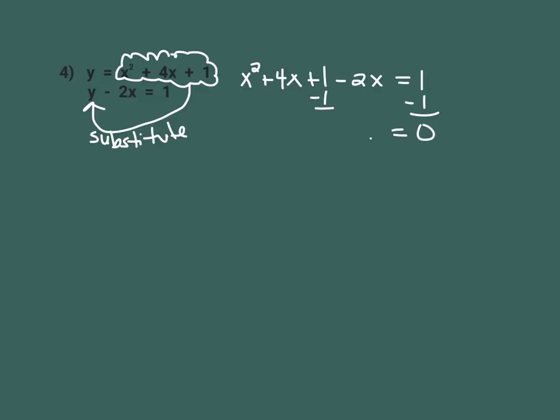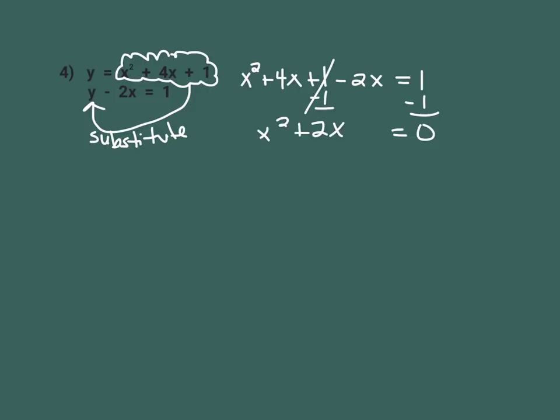Now on the left-hand side, I'm going to take the x squared and bring it down. And then we'll combine our like terms with everything else. All right, so now positive 4x and negative 2x combine to give us positive 2x. And the positive 1 and negative 1 cancel out. So we're left with x squared plus 2x equals 0.